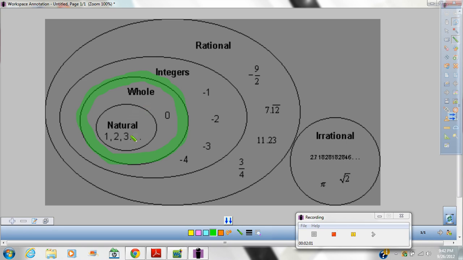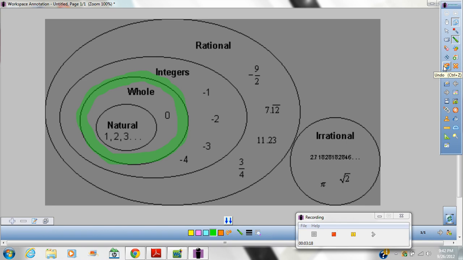But here, do all natural numbers qualify as whole numbers? 1, 2, 3. The answer is yeah. They're all going to be. Why? Because whole numbers include the circle natural numbers. You can think about it that way.